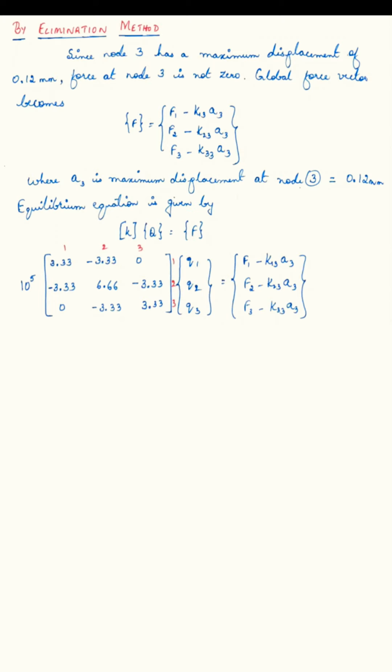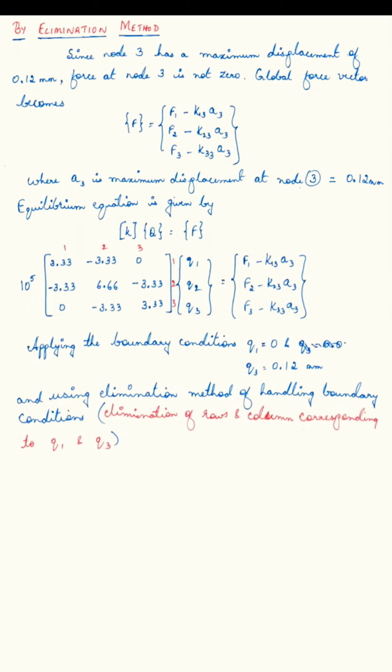So we know the boundary conditions. What are the boundary conditions that we know? The boundary condition at q1 is 0, node 1 is fixed. At node 3 it is 0.12 mm. So both q1 and q3 are known boundary conditions. So with the known boundary conditions, we eliminate the corresponding rows and columns in the equilibrium equation.